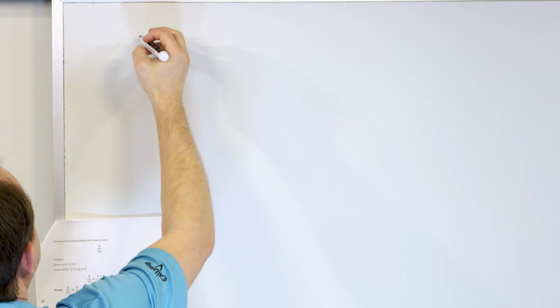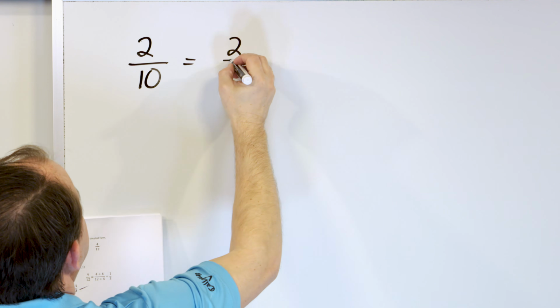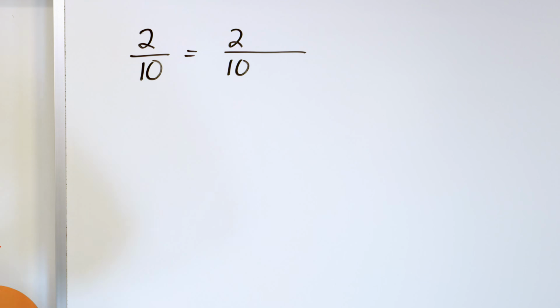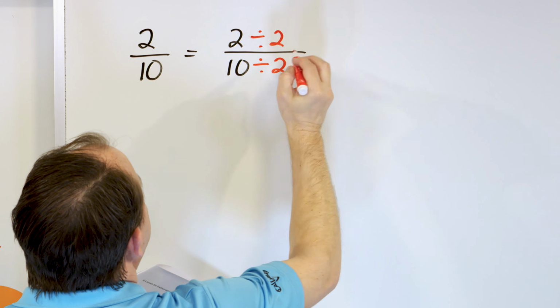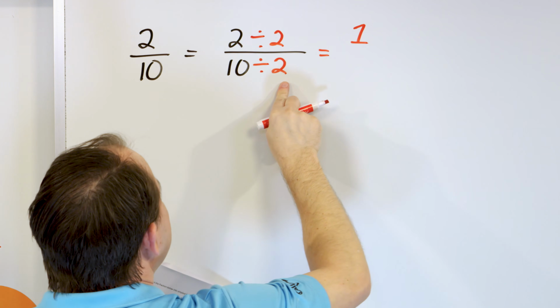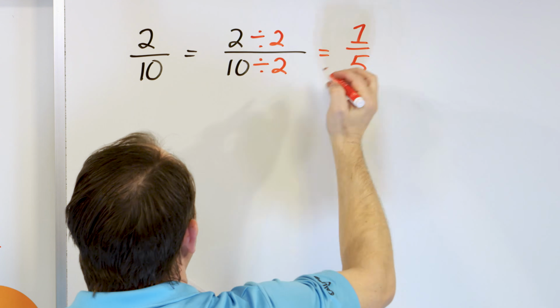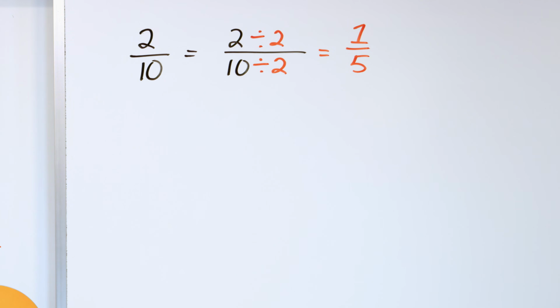All right, let's take a look at the problem 2/10. How do we simplify that? We rewrite the fraction as 2/10. What can we divide top and bottom by? Well, I can divide the top and the bottom by 2 because both are divisible by 2. 2 divided by 2 is 1. 10 divided by 2 is 5. So what we're claiming is that the fraction 1/5 is exactly the same thing as 2/10.